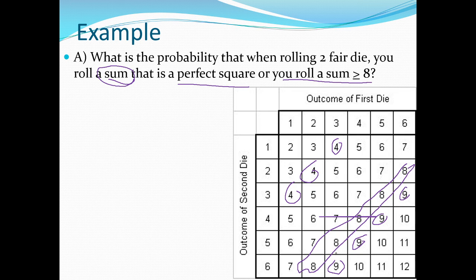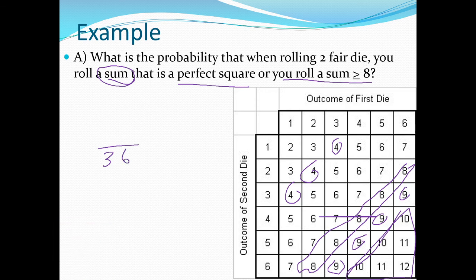Normally we'd circle 9, but we already have those circled, so let's avoid double counting right off the bat and just leave it like that. And then all of these count as well. 10, 11, 12, those are all bigger than 8 too. And that's about it. So we have a total of 36 outcomes. Not all of them are unique, but there are 36 different ways that this can happen because it's a 6x6 table.